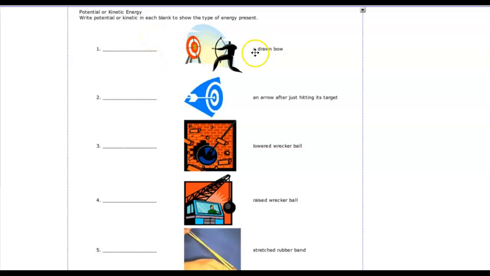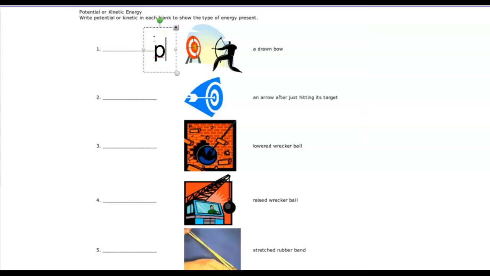The drawn bow is a great example of potential energy. An arrow after hitting the target is not moving. It's not moving after it hits the target. That's potential energy. Now, an arrow just before hitting its target has a huge amount of kinetic energy. But remember, you have to be in motion to have kinetic energy.